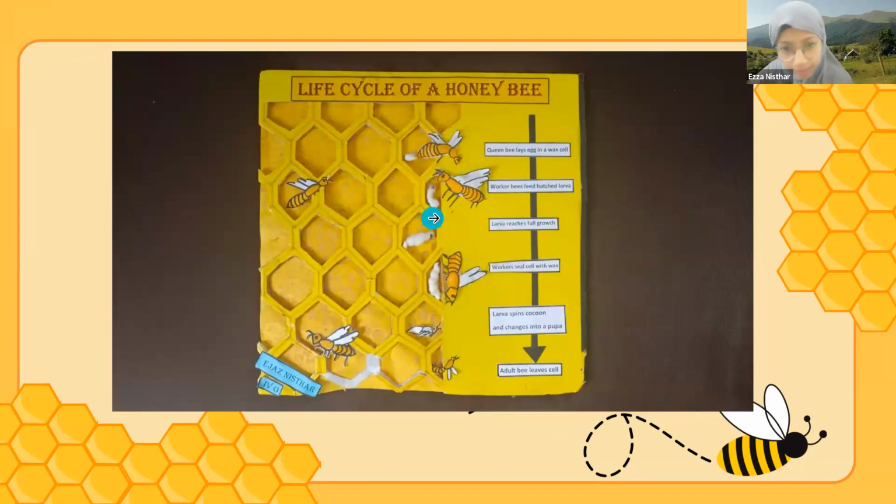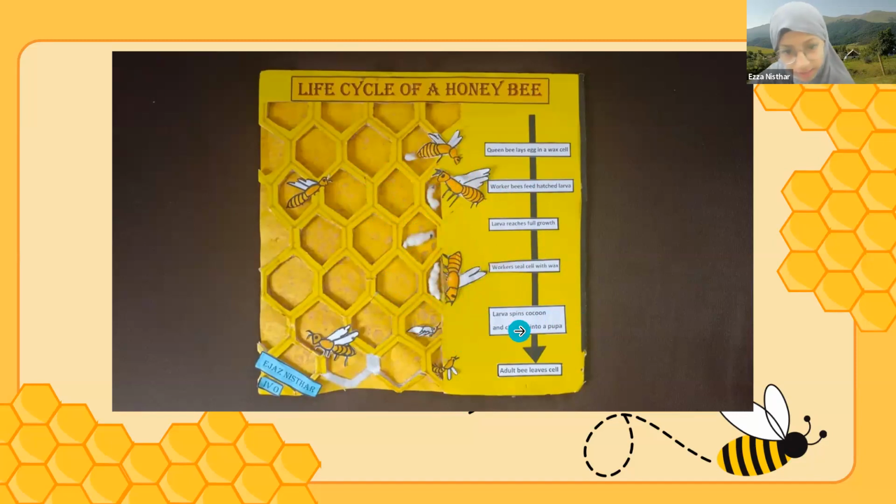Then the worker bees feed hatched larvae. This one right here, right next to it, he's feeding the hatched larva. Then the larva reaches full growth. This over here, full growth. Then workers seal the cell with wax. The worker bees seal the cell with wax.